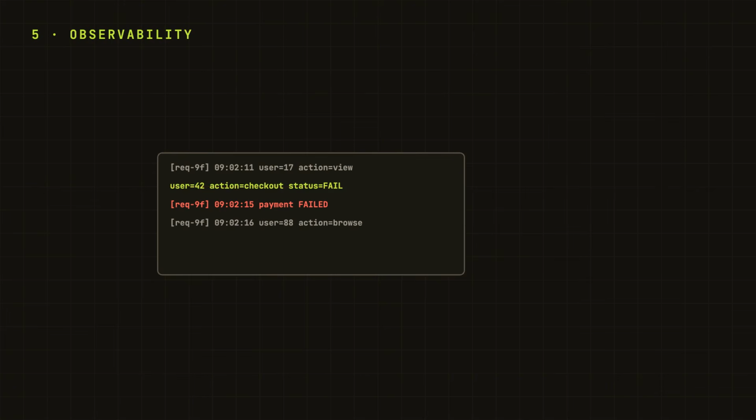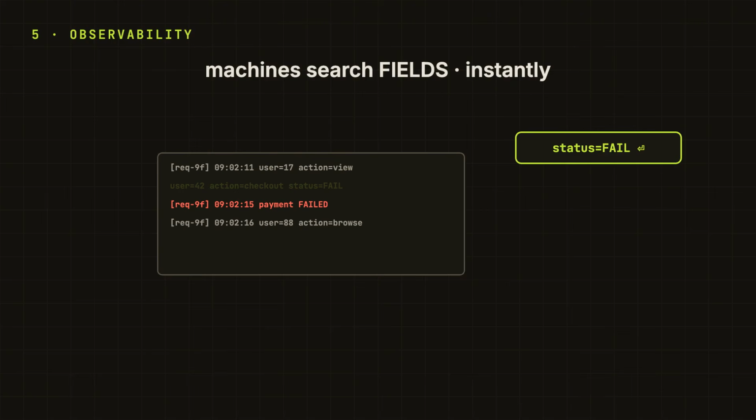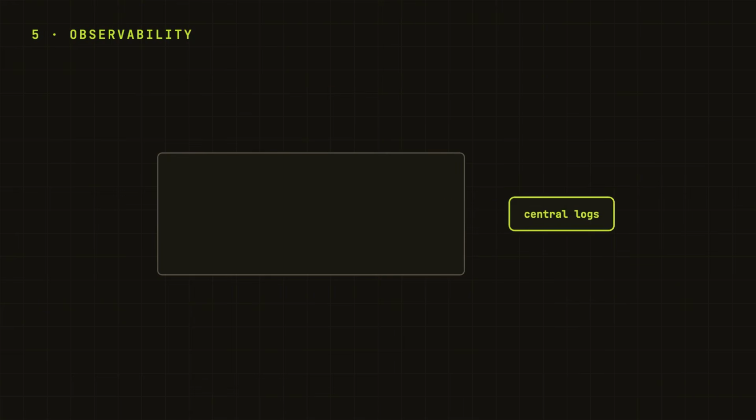Structured just means the log line is written as named fields, user ID, order ID, status, duration, instead of one English sentence, because a machine cannot reliably search sentences, but it can search fields instantly. And all those lines are shipped off the individual machines into one central system, which is what lets you search across hundreds of services in one place. And one rule you should state out loud: never log secrets, no passwords, no card numbers.